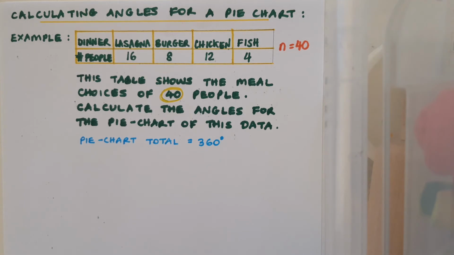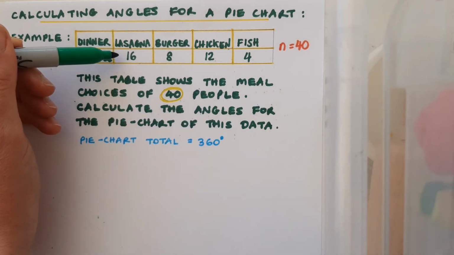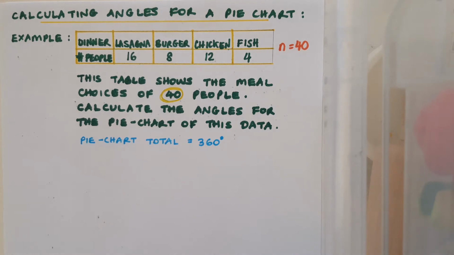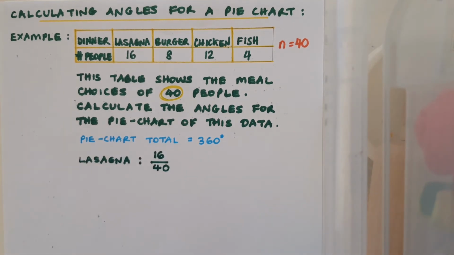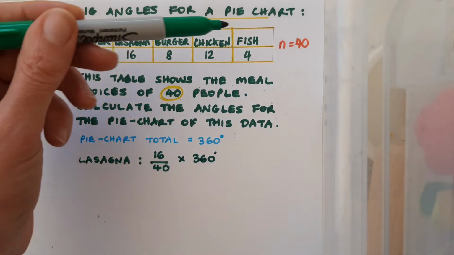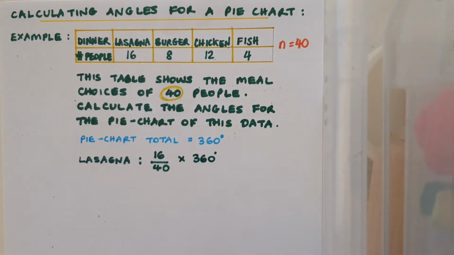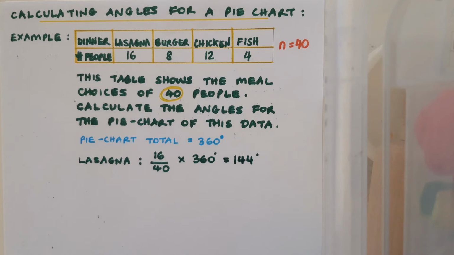So to find the angle that should represent each of these choices, what I need to do is write down the number of people that chose it over the total. For example, with lasagna, that should be 16 over 40. So now this is the fraction of the people that chose that particular dinner option. To convert this into an angle for the pie chart, I should work out what degree represents it by multiplying by 360. So just to recap there, I put the number over the total and times by 360. And in this case, I get 144 degrees.